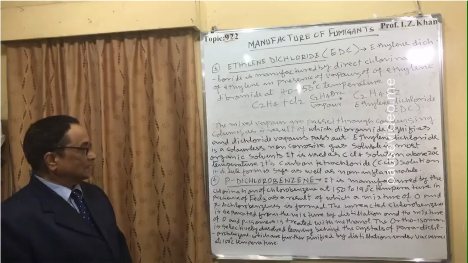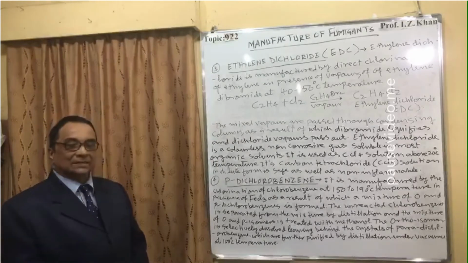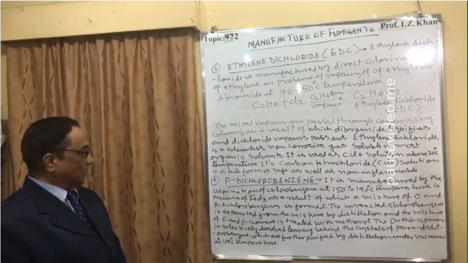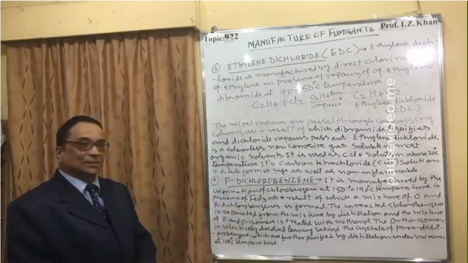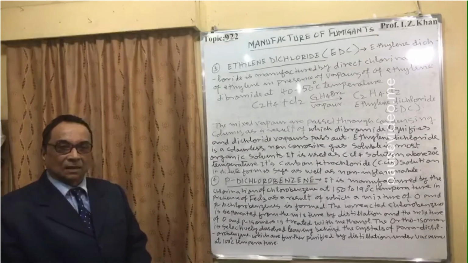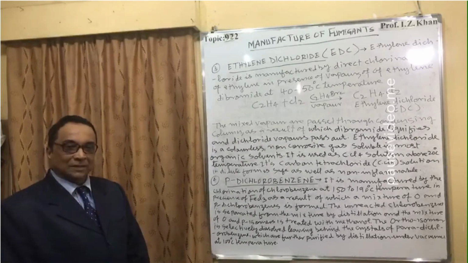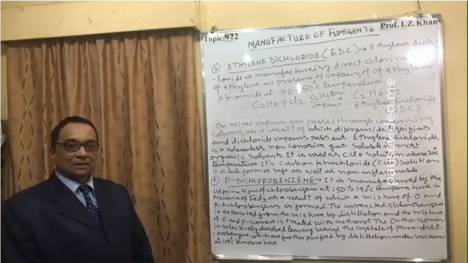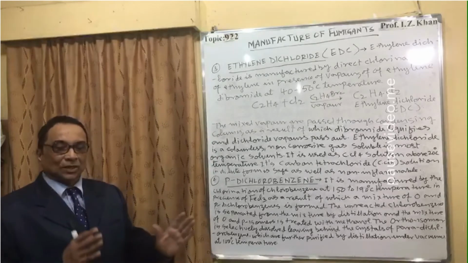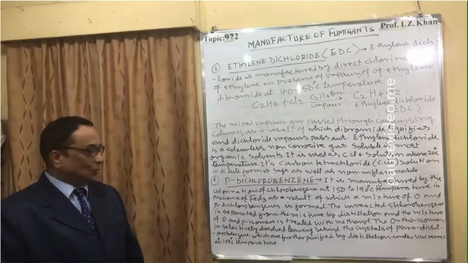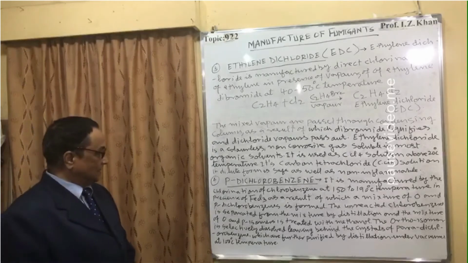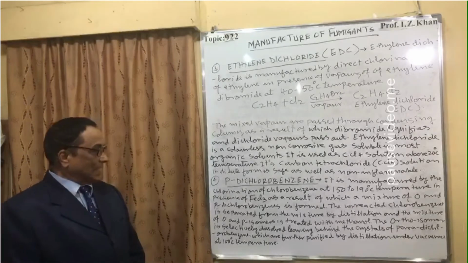At a temperature of 150 to 190 degrees, in presence of ferric chloride, a mixture of ortho and para dichlorobenzene is formed. So two isomeric forms are formed: one is ortho dichlorobenzene and the other is para dichlorobenzene, depending on the location of the ortho-para directing group.